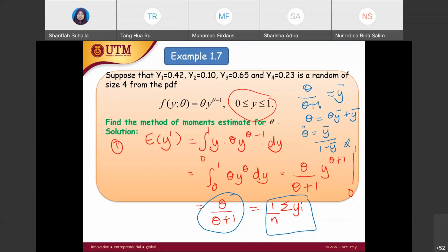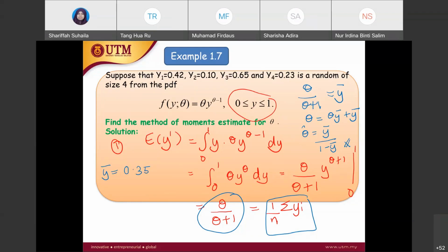Okay, now kita nak dapatkan the value. You compute your y bar, you already have your observations. So here we have 0.42, 0.1, 0.65, 0.23. So find your y bar. Katakan y bar, summation yi over n. So total up semua. Double check, kamu akan dapat should be 0.35.